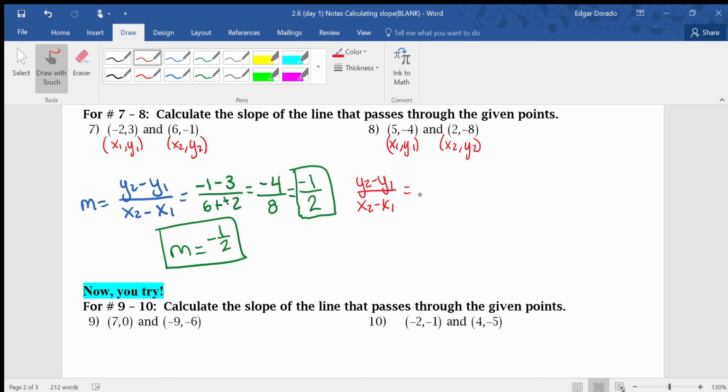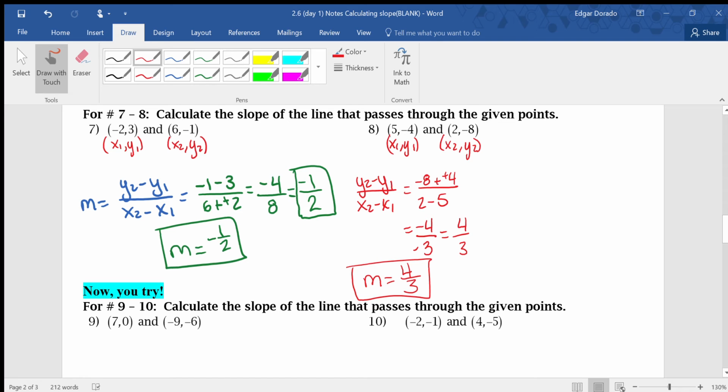We get, let's see, y2 is -8 minus y1, which is -4, over x2, which is 2, minus x1, which is 5. So what do I get here? I get negative 8 minus a negative 4 is a positive, so this is negative 4 over 2 minus 5 is a negative 3. I have two negatives here, so my answer is really a positive, which is just 4/3. So m equals 4/3.